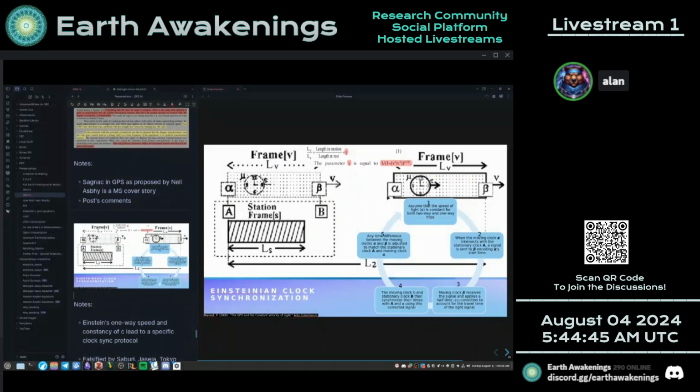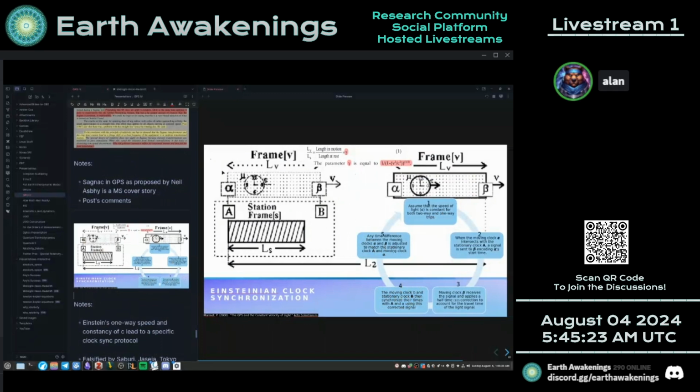One, assume that the speed of light is c and is constant for both the one-way and two-way trips. Two, when the moving clock alpha intersects with the stationary clock A, the signal is sent from beta, encoding alpha's start time. Three, the moving clock beta receives the signal and applies the half timing correction to account for the time travel for the speed of light. Number four, the moving clock and the stationary clock B are then synchronized, and their times with A are corrected using that half timing correction signal. And then any difference between the moving and stationary clock is adjusted to match the stationary clock.